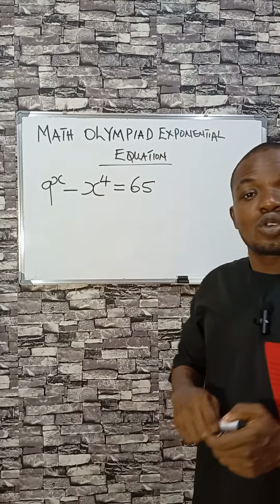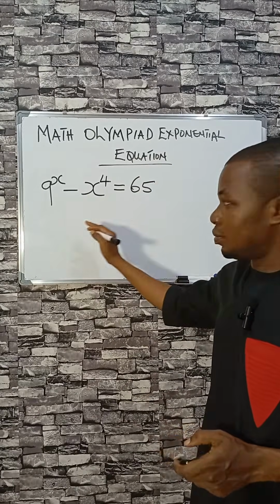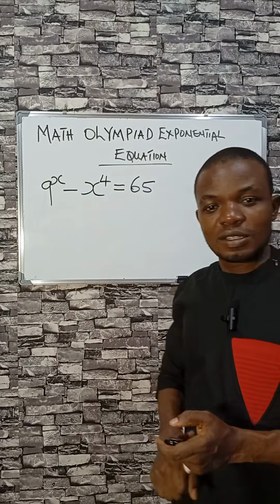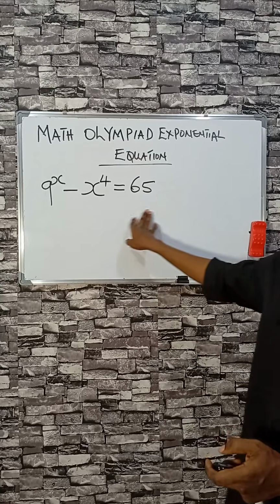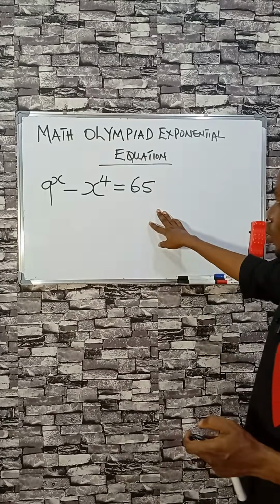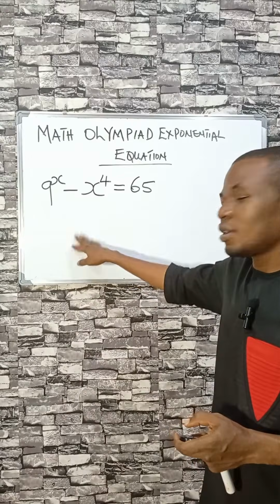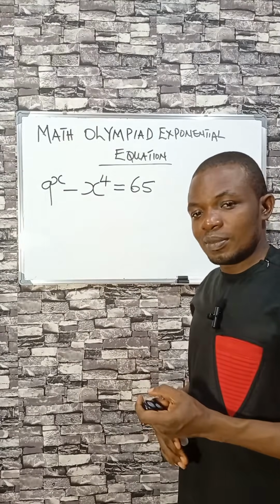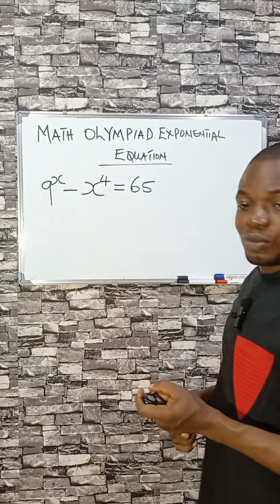Today, we want to consider an Olympiad exponential equation. This is one of the examples. So, if you are given something like this and you're asked to find the value of x, how will you be able to do this?